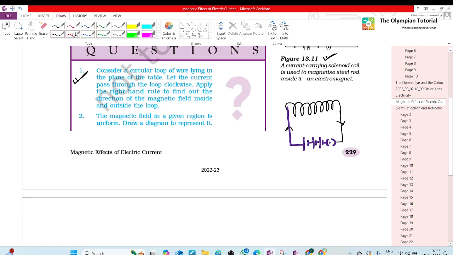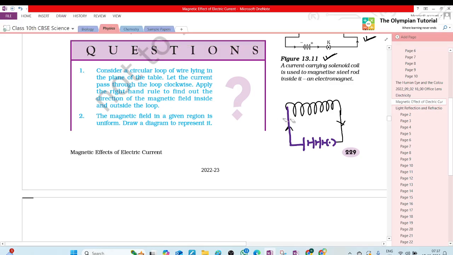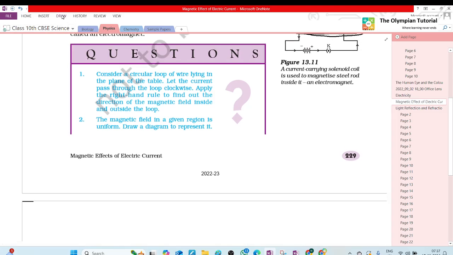Who will explain this question? Aikta, Thanya? Ma'am, I think outside the loop it would be downwards. Outside the loop, it will be downward. Okay. And inside the loop, ma'am, do we write it as downwards or should we write it as clockwise? I will explain. I will explain.